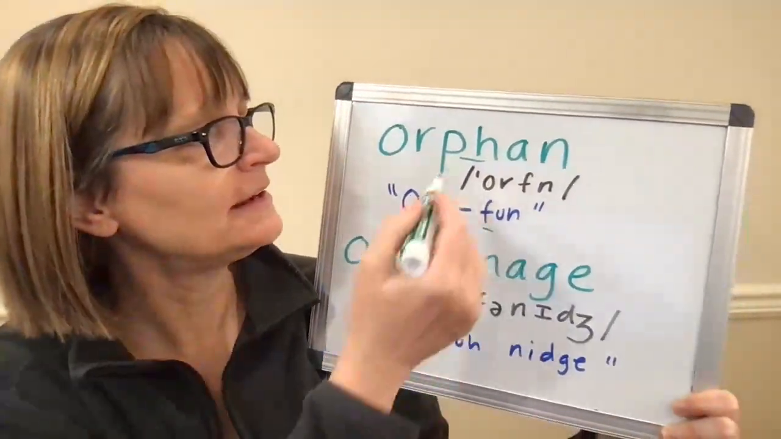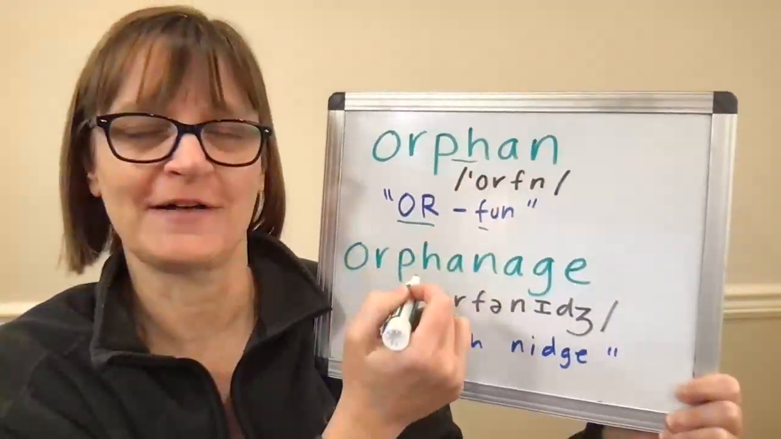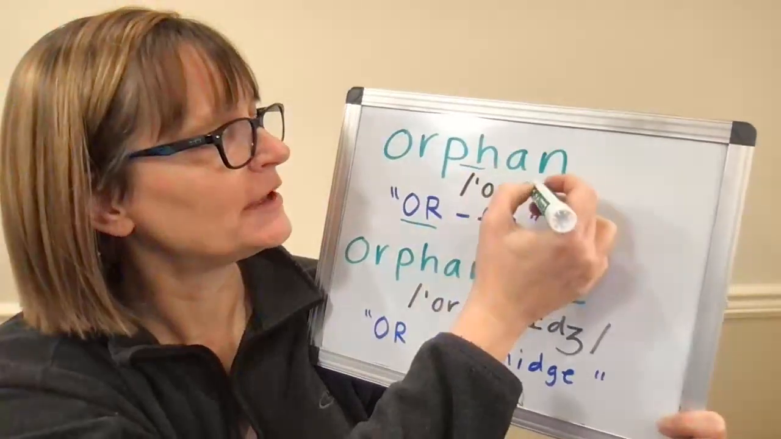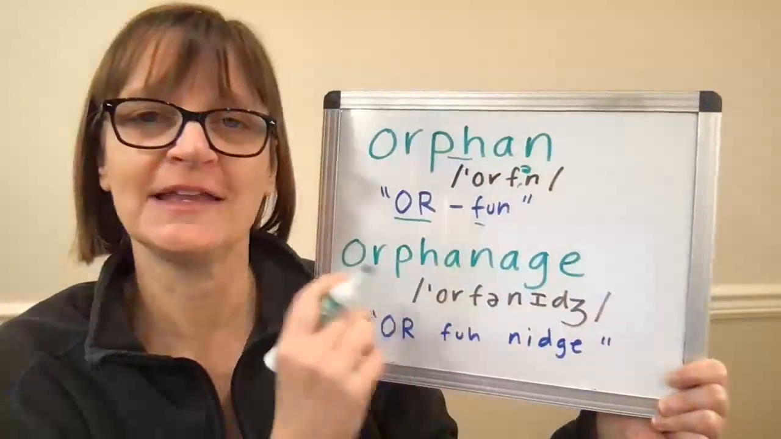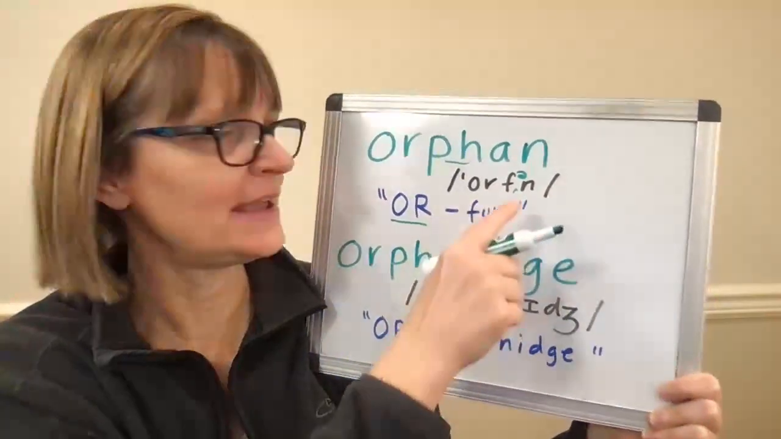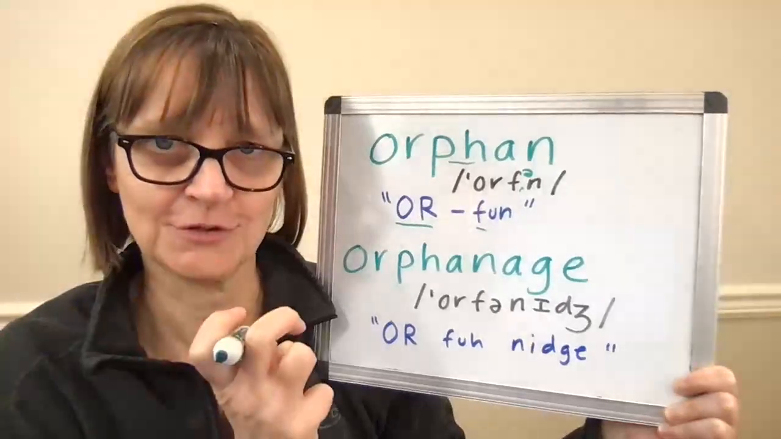And then in the word orphan, we don't have much in the way of a vowel sound in the last syllable. You'll probably have a little bit of a schwa sound here, but you might even see it in the dictionary in the IPA with just the F and the N. That's because that's going to be a reduced vowel.